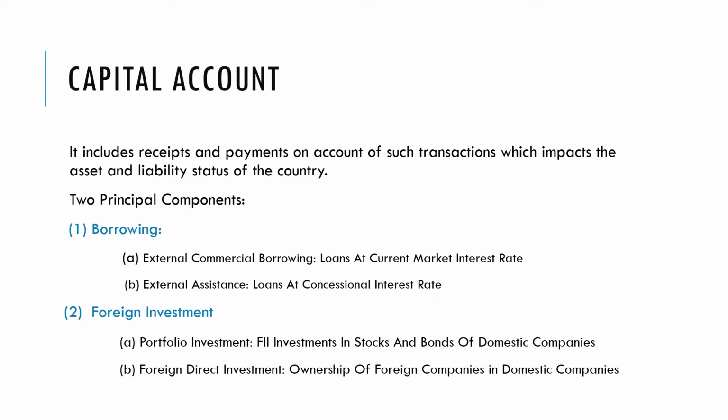External commercial borrowing is loans that are available to the country at a current market interest rate, and external assistance is loans available at a concessional rate compared to the market. Second type is foreign investment. Foreign investment can be again of two types: portfolio investment or foreign direct investment.